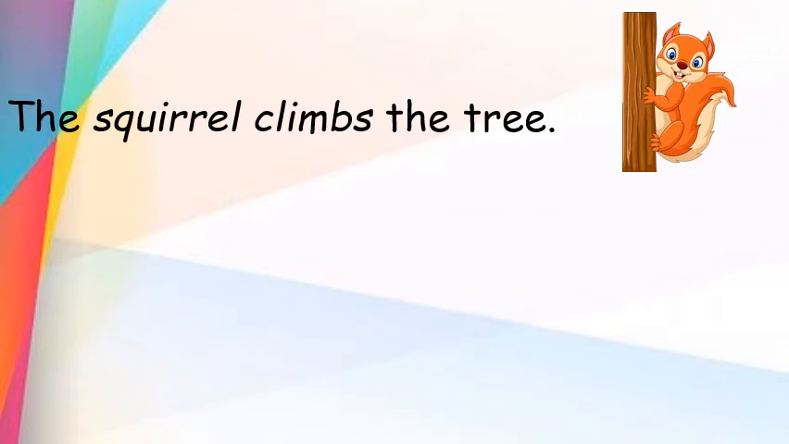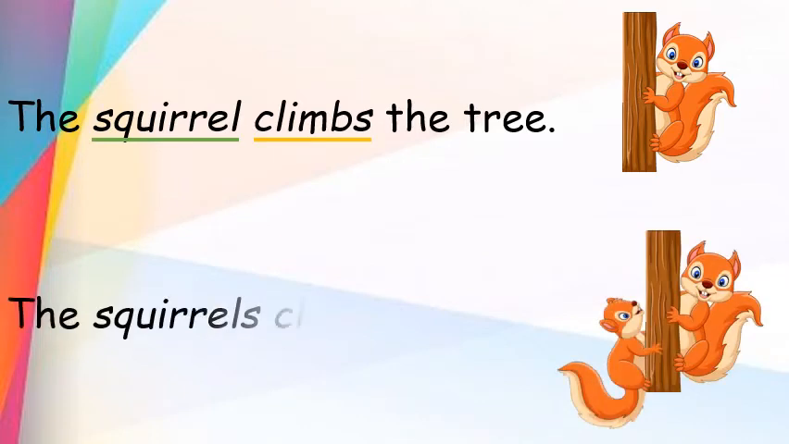Looking at nouns and verbs, let's look at the next sentence. The squirrel climbs the tree. Here the noun is squirrel in the singular form and verb climbs in singular form. Subject and verbs must agree with each other. If subject is singular, then verb is singular, and if subject is plural, then verb is plural. But nouns and verbs for singular plural are written in opposite ways.